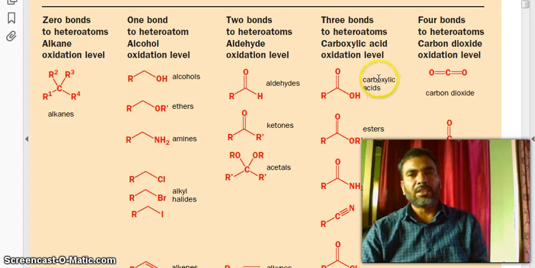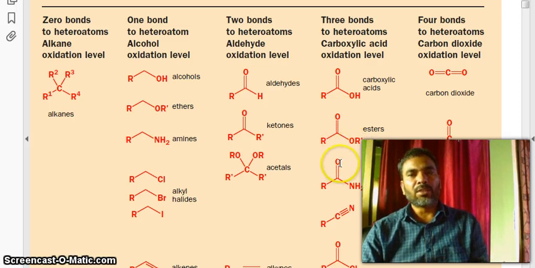So I repeat, 3 bonds to heteroatoms, carboxylic acid oxidation level: carboxylic acid, esters, amides, nitriles, acyl chlorides. Carbon attached with oxygen through a double bond, carbon attached with oxygen through a single bond. So 2 plus 1 is equal to 3. Carbon attached to oxygen with a double bond and to oxygen with a single bond: esters.